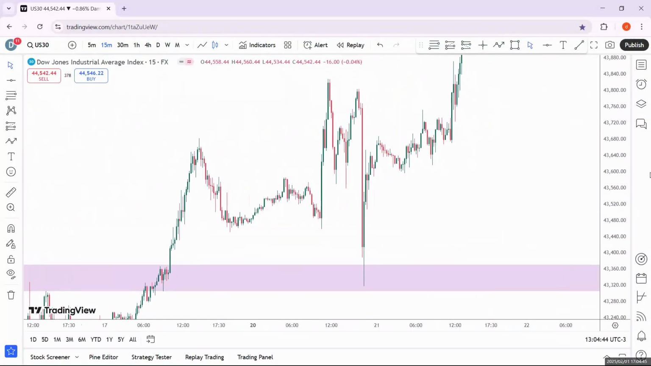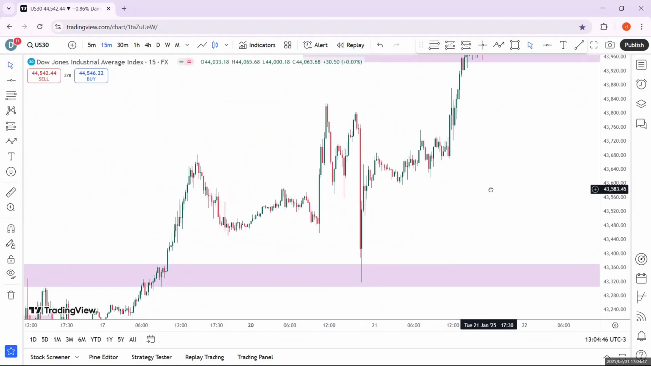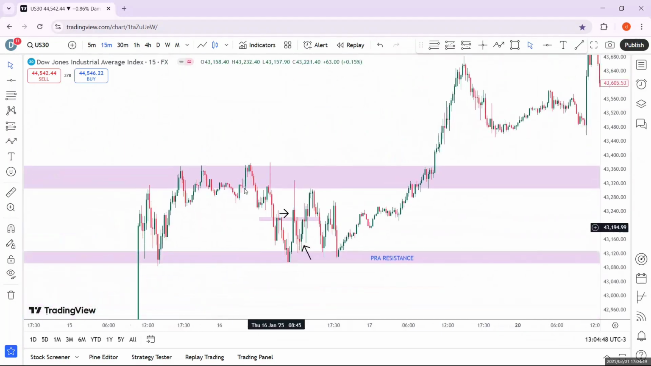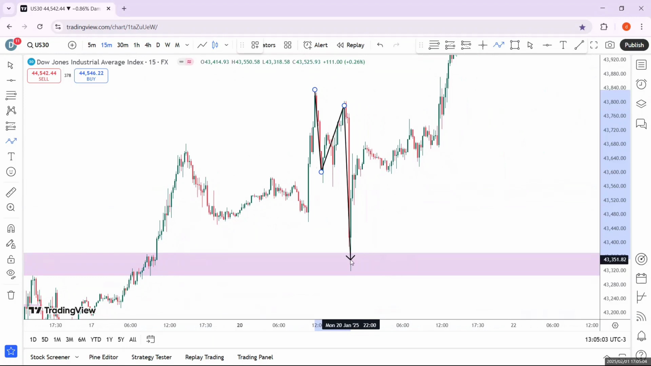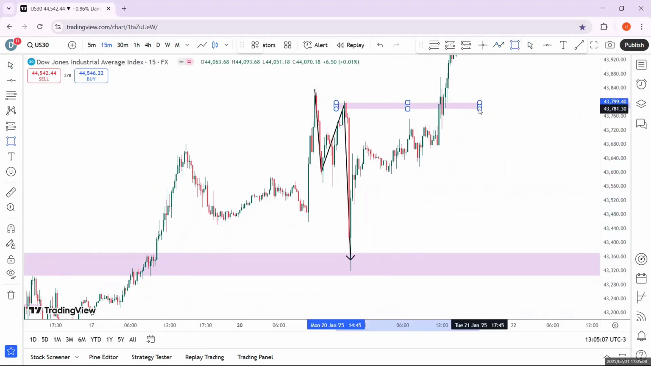Okay, so for our first add-on, what are we going to do? Just like we did on our original entry, we will read the structure that took prices down to the PRA and look for a break of structure. As soon as we see a break of structure, we are going to place our buy position. Here we can see prices make a push, we can see prices make this exhaustion, then we can see prices make this long push right here. Okay, so this right here is the last lower high.